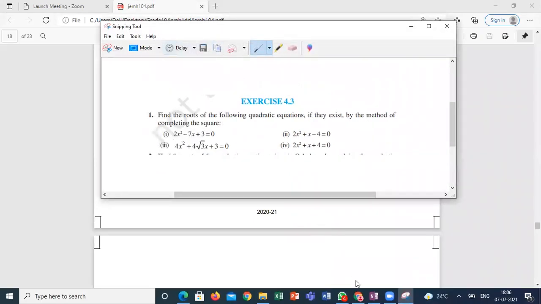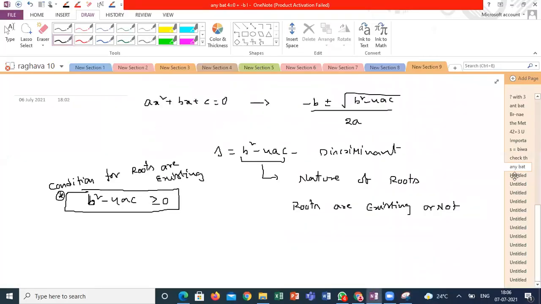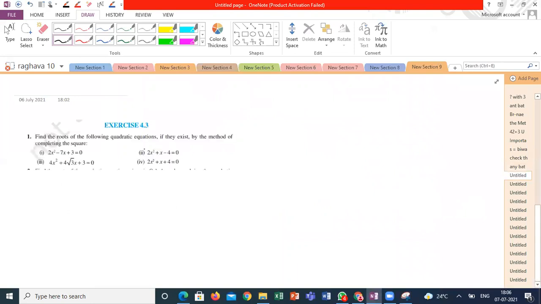What is asking here? 2x square minus 7x plus 3. Find the roots of the following quadratic equation if they exist by the method of completing the square. We did the completing the square method yesterday for all these equations, but he's asking if they exist. How to check if they exist or not?